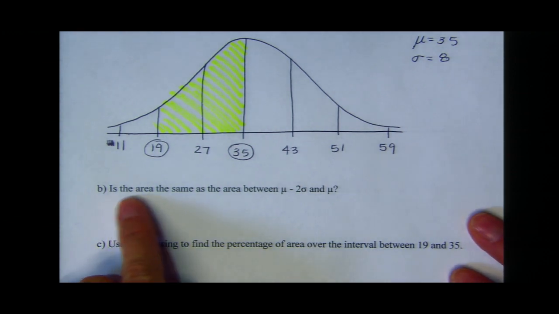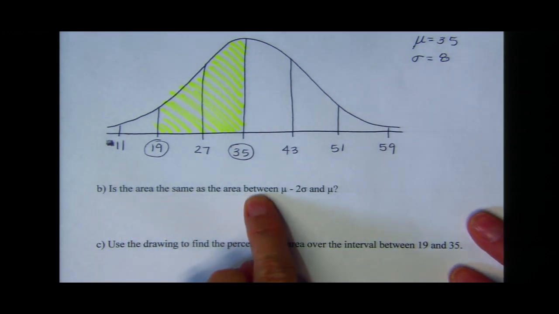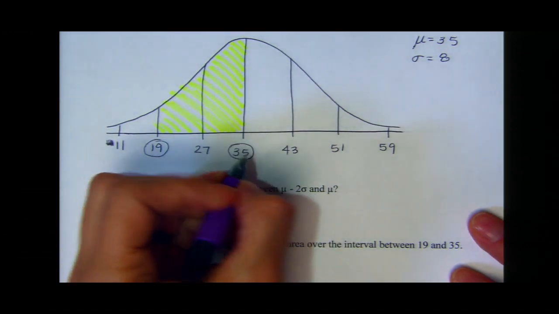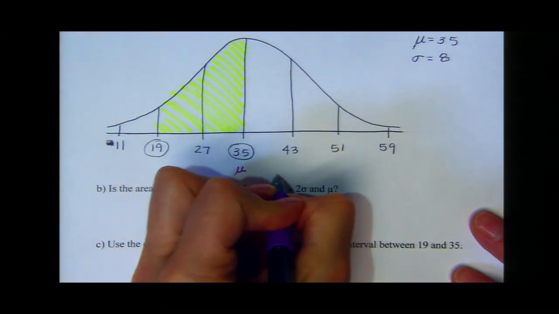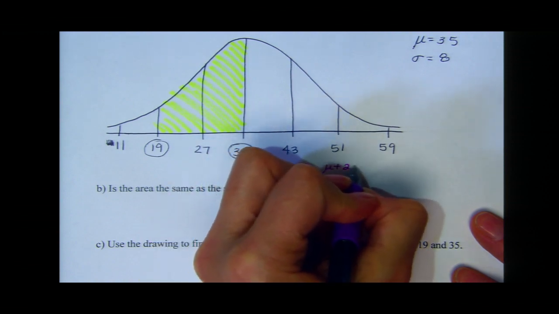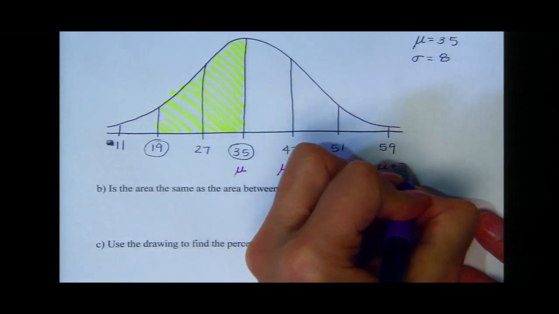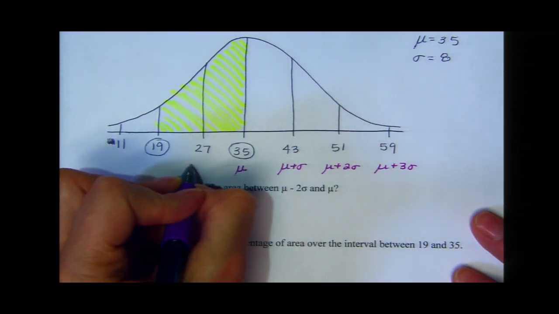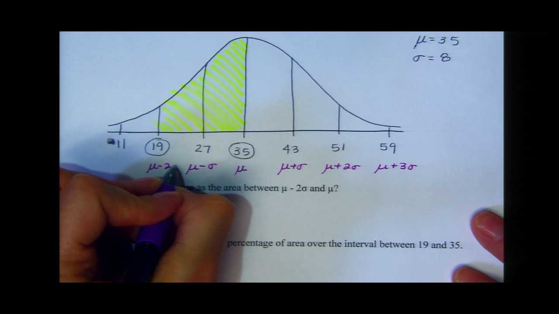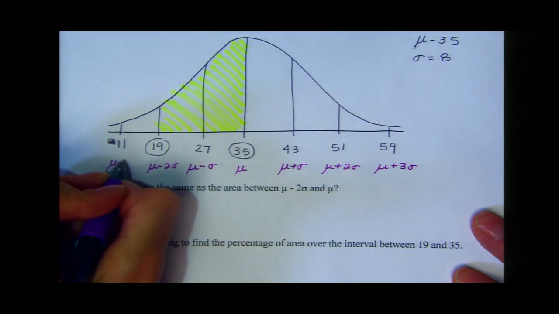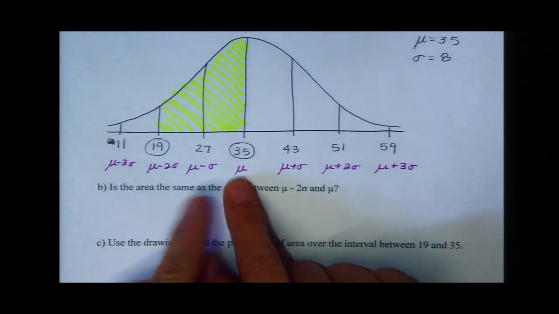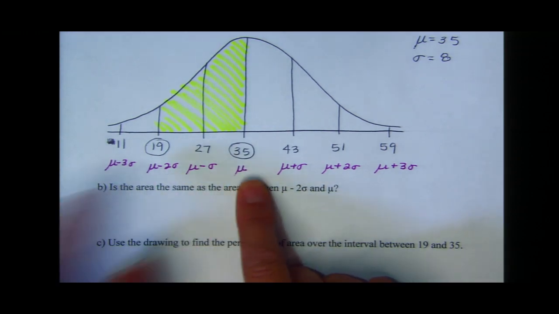B says, is the area the same as the area between mu minus 2 sigma and mu? Well, we know that in the middle is mu. Here we have mu plus 1 standard deviation, plus 2, plus 3. And as we go to the left, minus 1, minus 2, minus 3 standard deviations. So is it the same between mu and minus 2? And sure enough, yes it is.